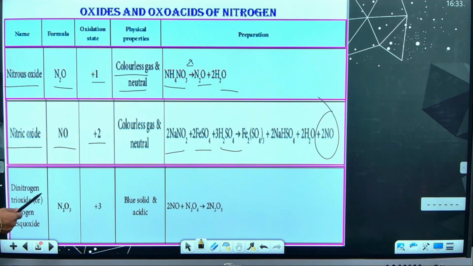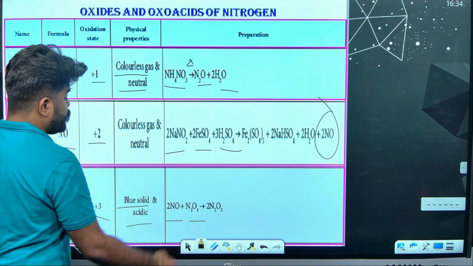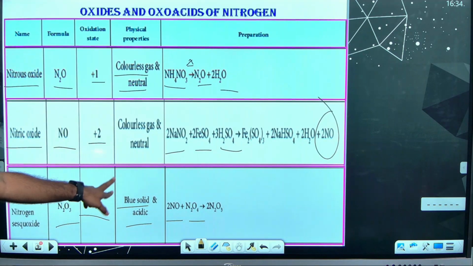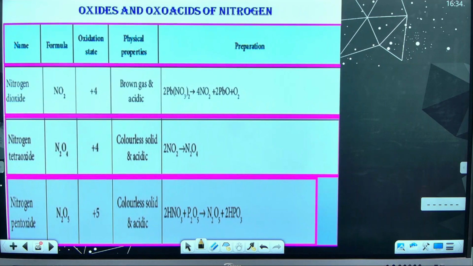Then dinitrogen trioxide, or you can call it nitrogen sesquioxide, that is N2O3. Here the nitrogen oxidation state is +3. It is a blue color solid and it is acidic in nature. So when you take nitric oxide and treat it with N2O4, you get N2O3. That is a method of preparation.